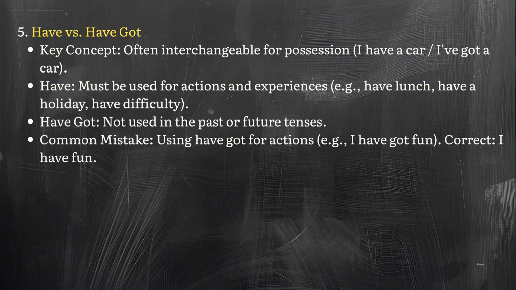The verbs have and have got can often be used interchangeably to talk about possession, such as, I have a car, or I've got a car. However, for actions like having lunch or having a shower, you must use have and cannot use have got.